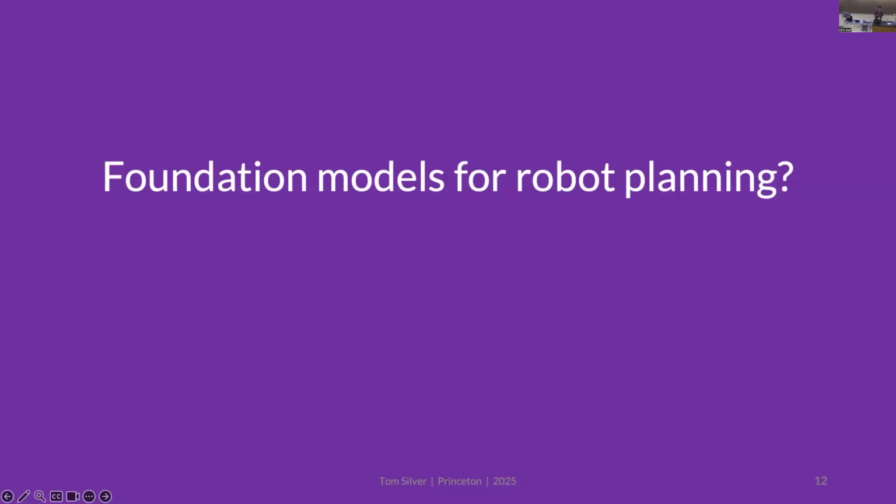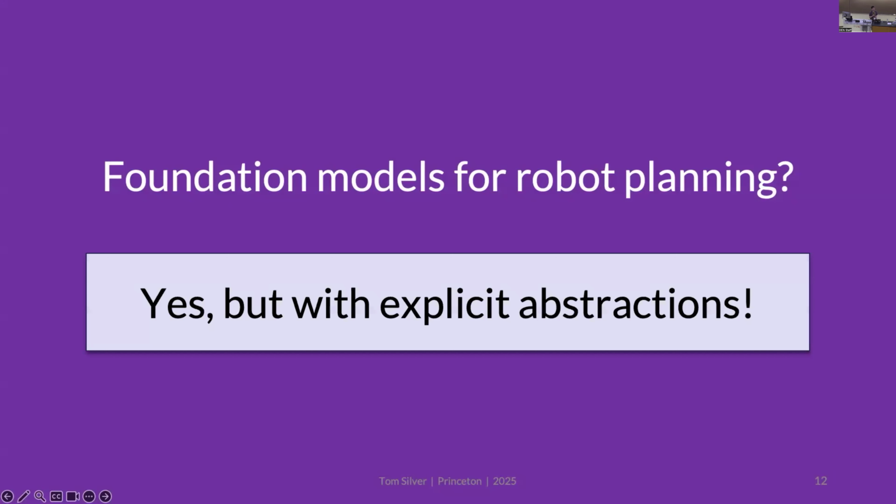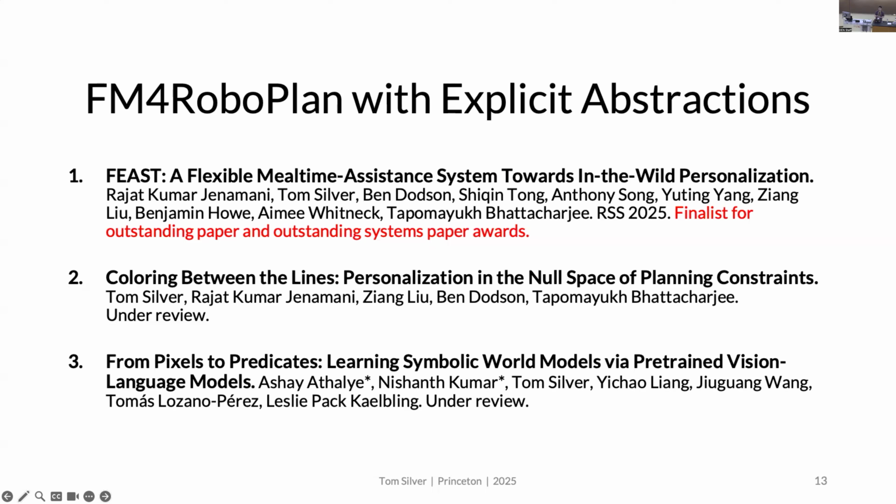So am I starting to make a case against using foundation models for robot planning? Well, no. I think we absolutely should take advantage of foundation models. They're very, very powerful tools. But we should do so in the context of a broader framework where we're also leveraging explicit abstractions. And so what I want to talk about in the rest of the talk is a couple examples from our recent work where we combine the power of foundation models and explicit abstractions.